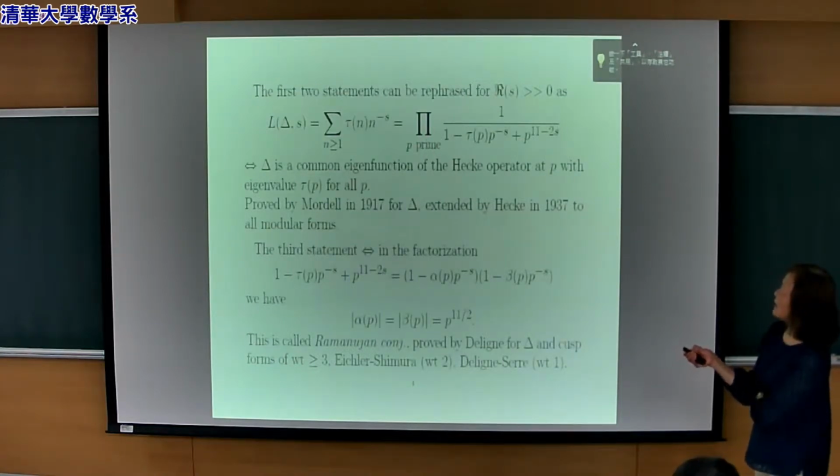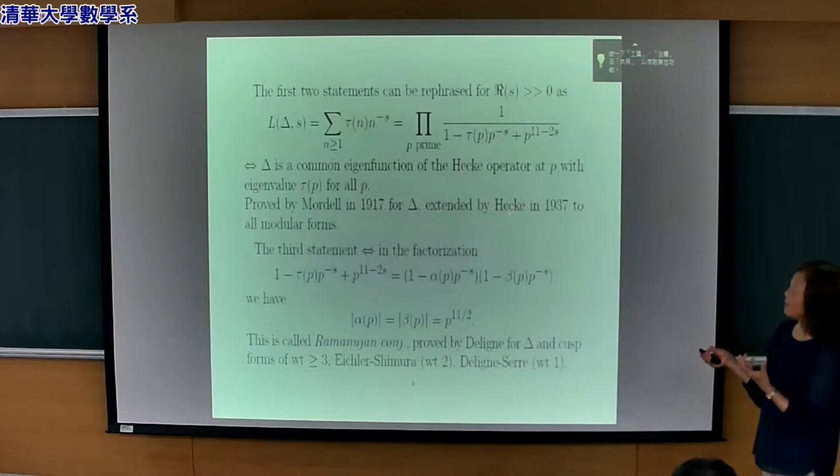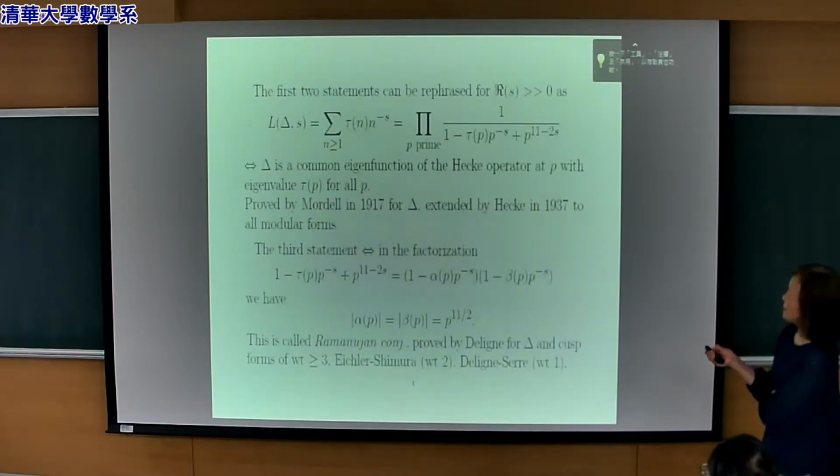extended this phenomenon to all the modular forms. Namely, if you fix the weight and you have a finite dimensional vector space, then you can find a basis of forms whose L functions can then be written as an infinite product in this way.